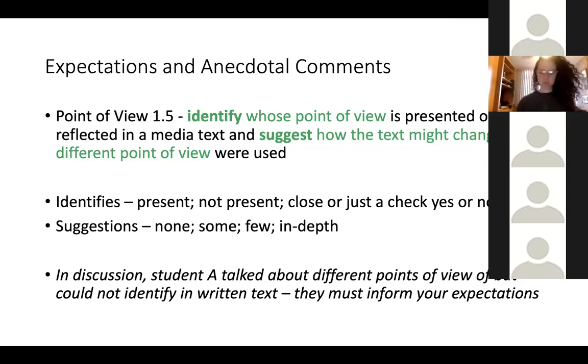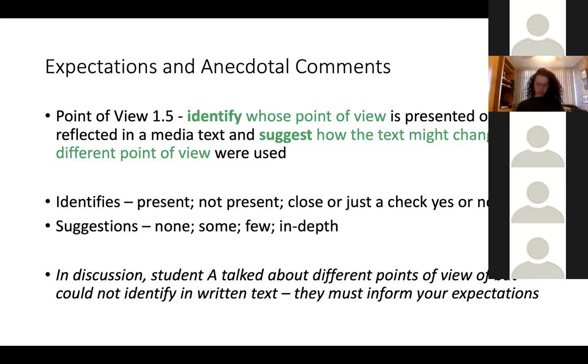Now the suggestions, though, where I want them to suggest how the text might change if it was a different point of view, is a little bit more complex. So I may use a rubric here. It may be a very short little rubric, but I may have more choices. They have no suggestions. They have some suggestions. They have a few suggestions, or they have in-depth suggestions. And so right there, you can see how I've set up a rubric. It's not in-depth, but it's helping me to look at, are they meeting that expectation?